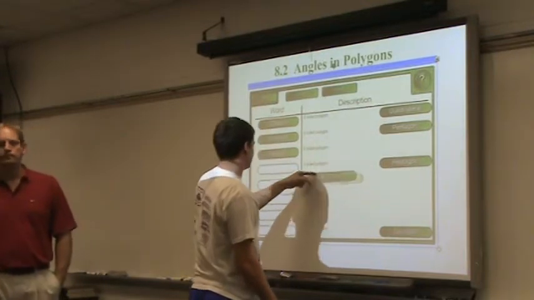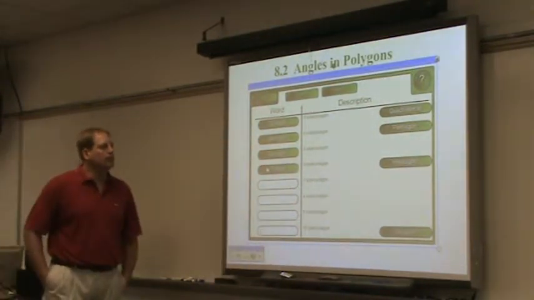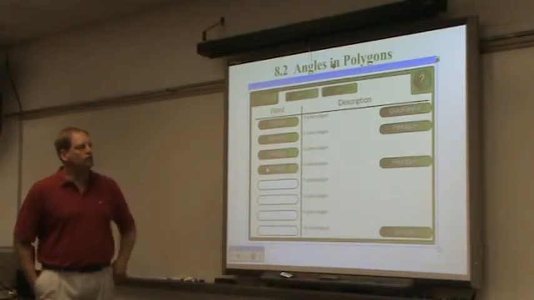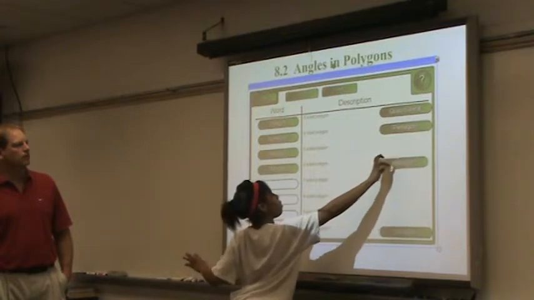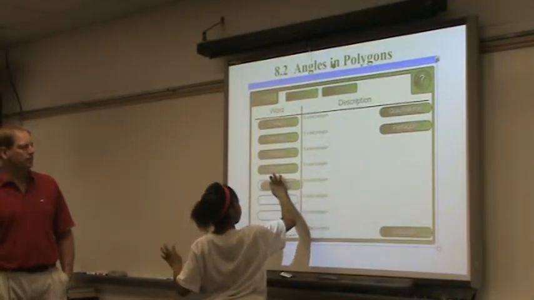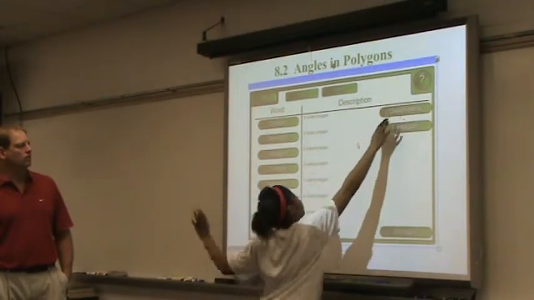Good. And Kenny, you can come up and do the next 4. And then once you get done with those 4, we will want to check, so go ahead and check it. The 7-sided polygon would be the heptagon. The 4-sided polygon would be the quadrilateral.